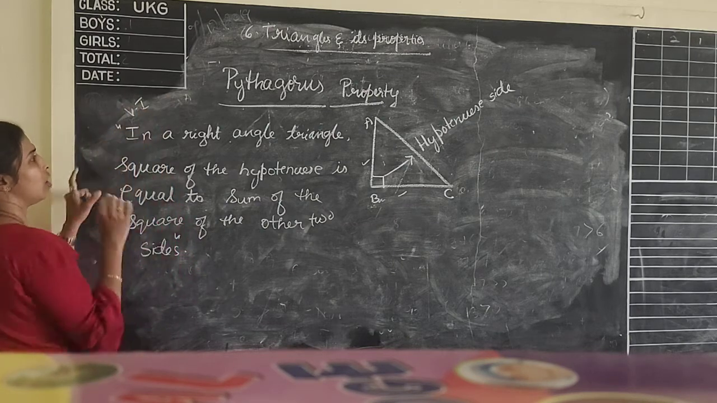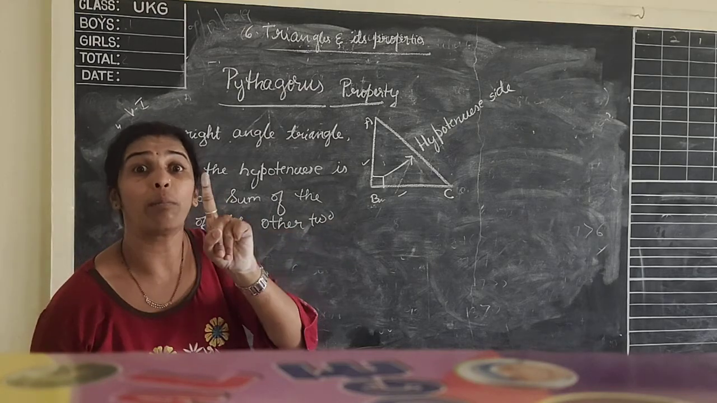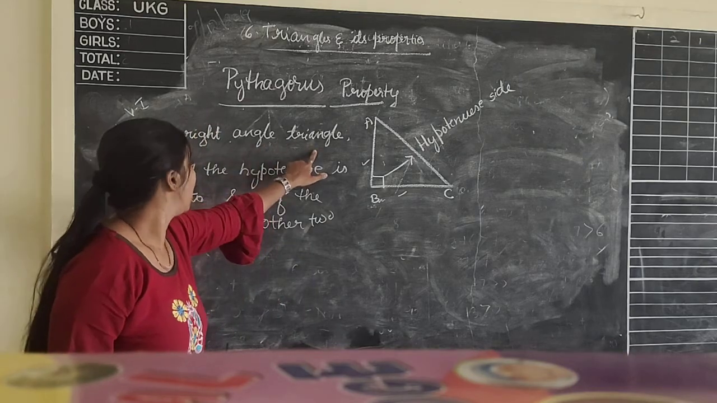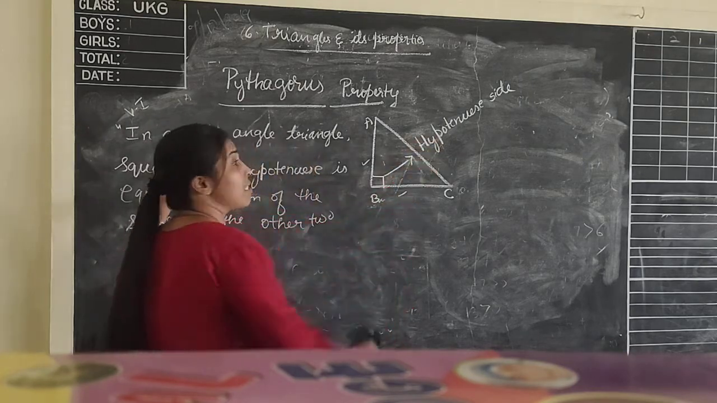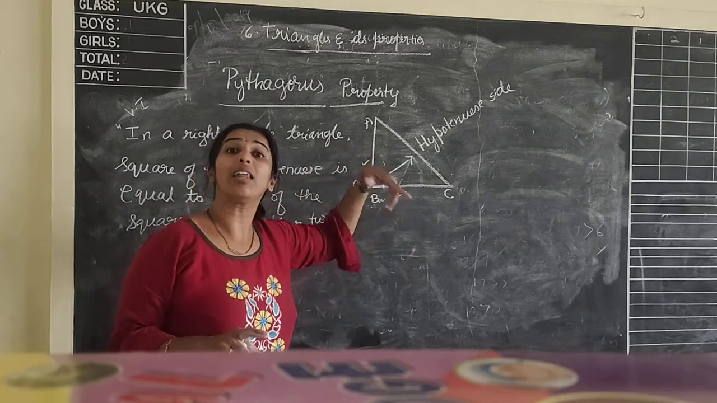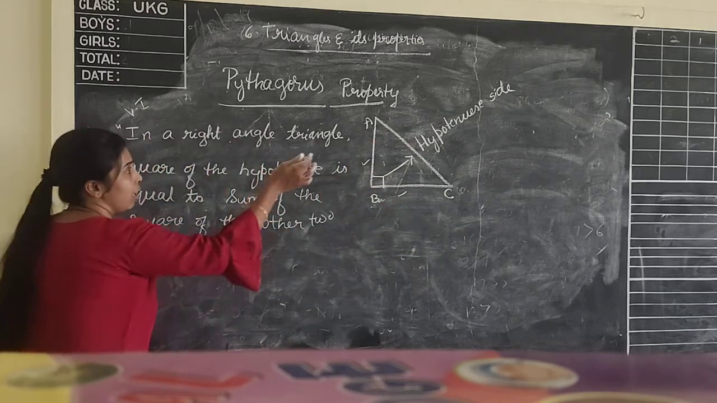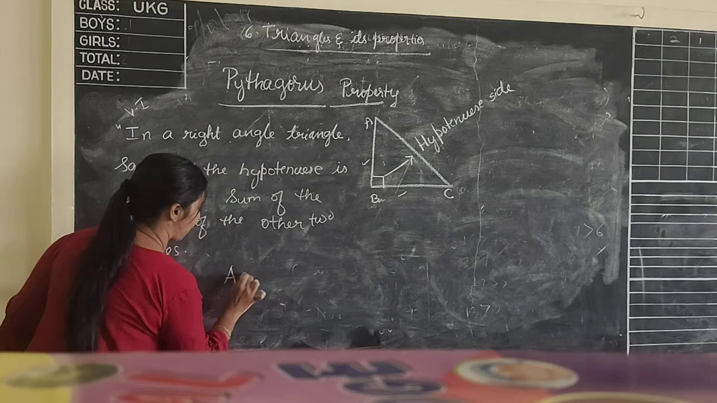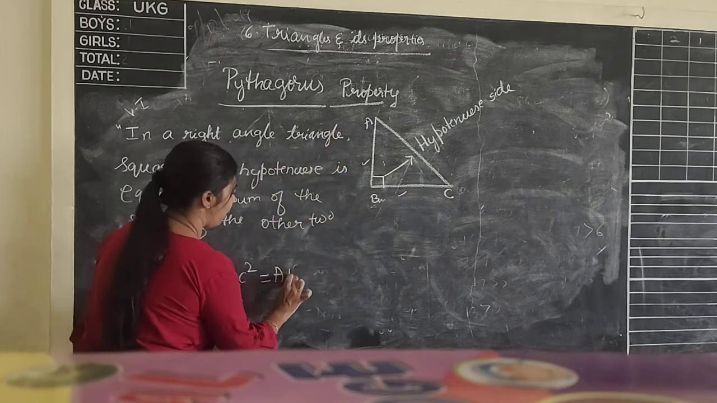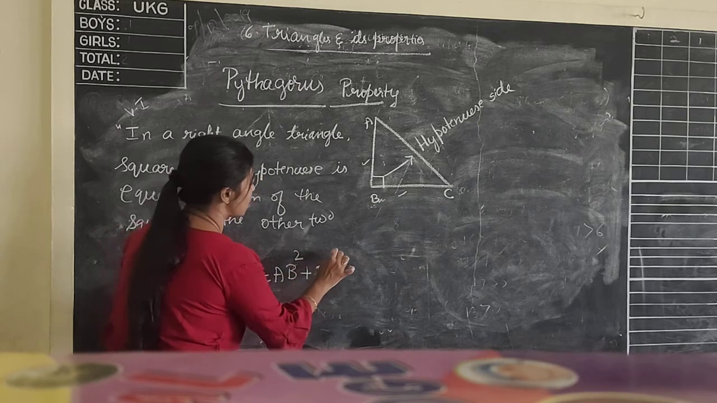Very important definition. They may ask you this in the exam for 1 mark. In a right angle triangle, the square of the hypotenuse is equal to the sum of the squares of the other two sides. You have to add, and here you have to do the square. Means how can we write it? Hypotenuse square, AC square, is equal to AB square plus BC square. Sum means addition.